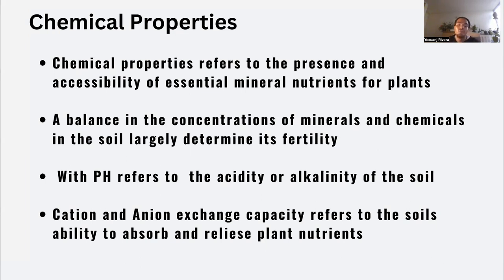And when we're measuring the balance, we can also talk about pH because this refers to the acidity and the alkalinity of the soil. The alkalinity and the acidity also relates to the cation and anion exchange capacity, which ultimately affects the ability of the plants to absorb and release nutrients.